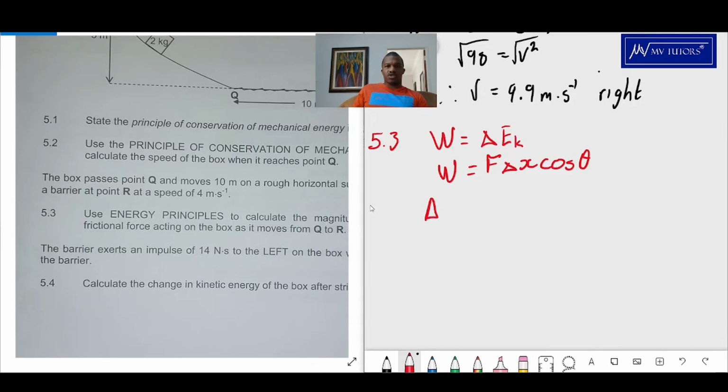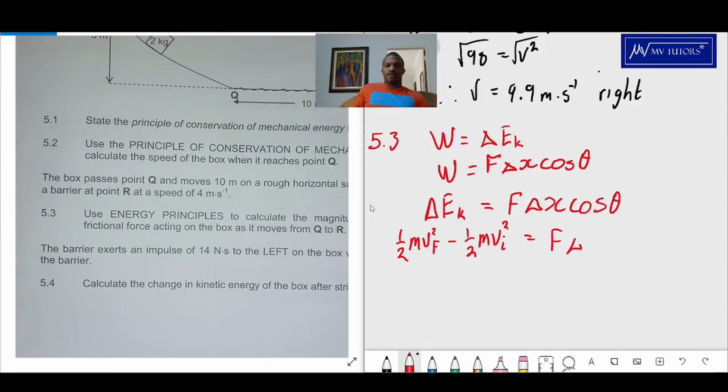So I'm going to say change in kinetic energy, or change in K, let me be consistent, is equal to force times change in distance times cos theta. So what's my change in K? Change in kinetic is half mv squared, that's the final velocity, minus half mv squared, that's the initial velocity, still equal to F change in x cos theta. Okay, so let's start filling in the numbers.